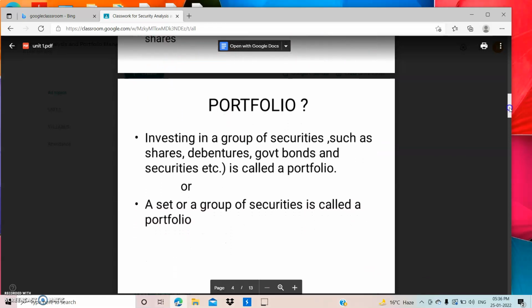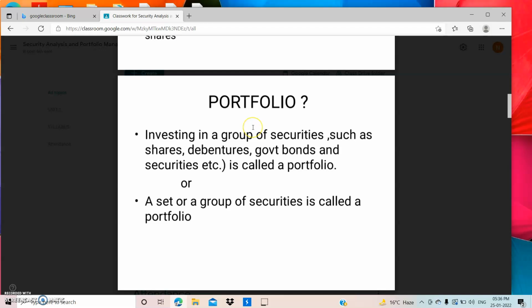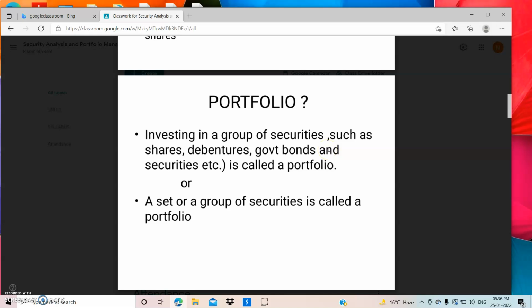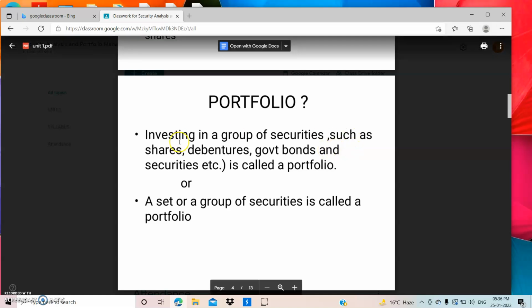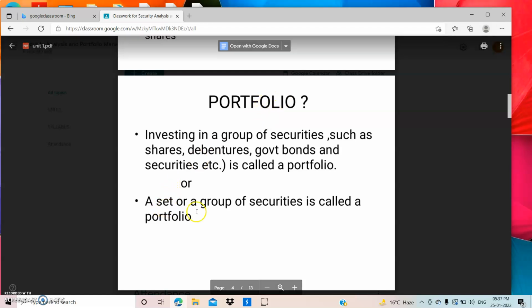Now the next topic that we will discuss is portfolio. What is a portfolio? Portfolio means simply investing in a group of securities. Say, for example, you have invested in Reliance shares, as well as purchased the debentures of Tata Motors. You have also purchased government bonds as well as other securities. So when you hold a bunch of securities, a bunch of investments altogether, it is known as a portfolio. A portfolio is a set or a group of securities.